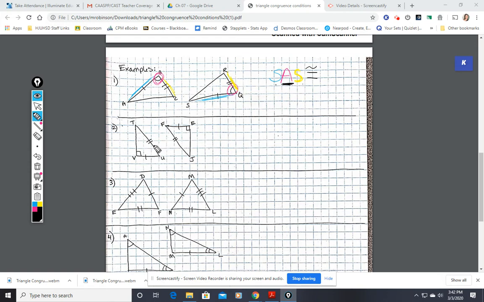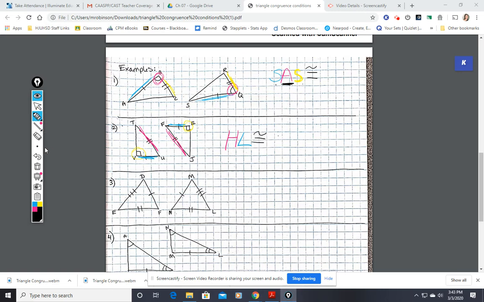Okay, so then let's try number 2. So number 2, the first thing I notice that jumps out at me is I have a right triangle. So I can see that I have a 90-degree angle right here. So I'm going to look for hypotenuse leg, although hypotenuse leg is not the only option for right triangles. But in this case, it happens to work because my hypotenuse is marked with the same mark on both these triangles. And so I know I have an H. And then one of my little sides is a leg, so that leg matches that leg. So I know I have an L. And then you want to make sure that you include your congruence symbol.